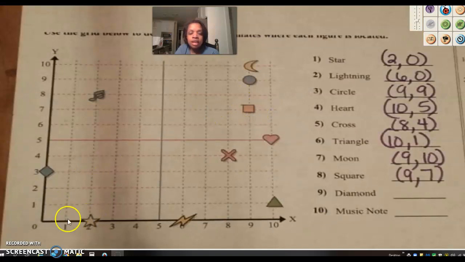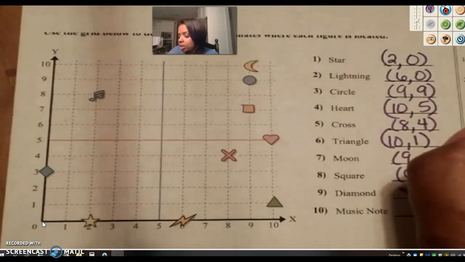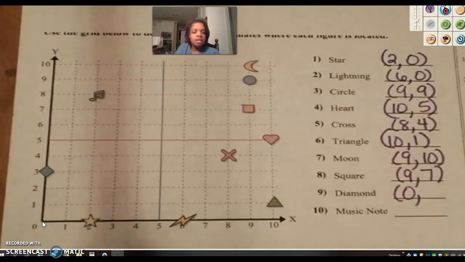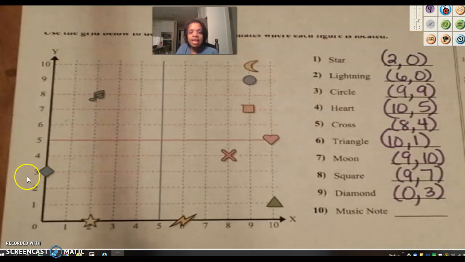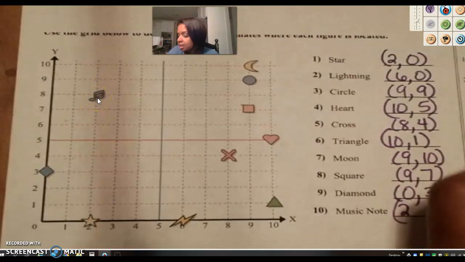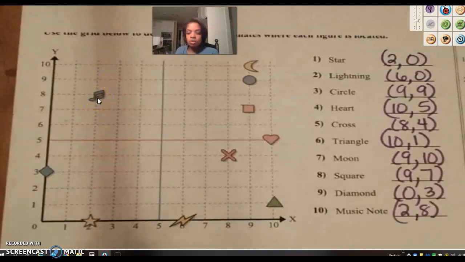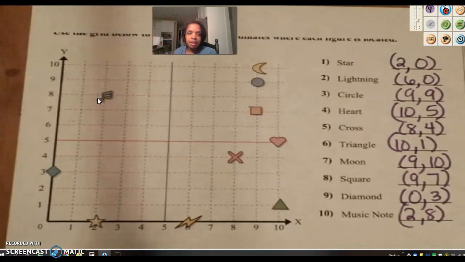All right, so for the diamond, I notice that I don't go over any on the x-axis. It's still at the origin, so it's going to be 0. And then I go up 3, so 0, 3 for the diamond. Okay, and then for the music note, I notice that it's over 2 on the x-axis, and then it is up 8. So 2, 8 for that ordered pair, okay?